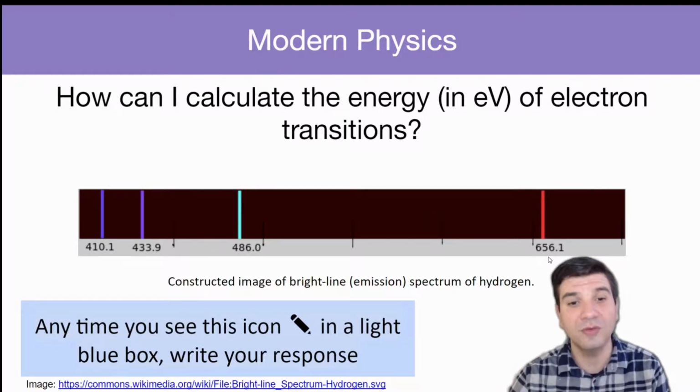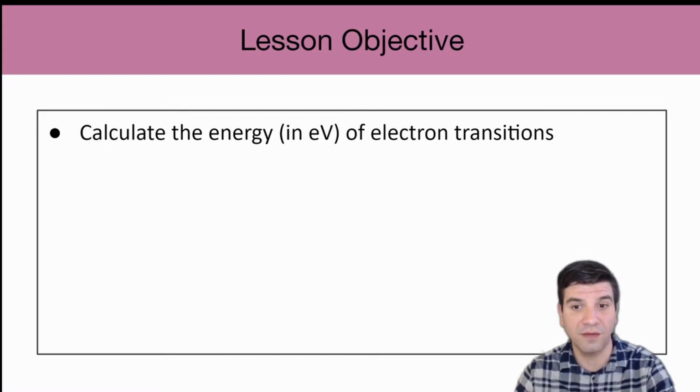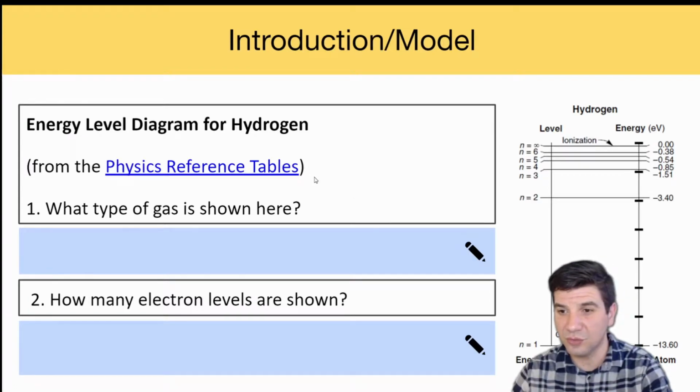Now, what we're going to do today is calculate the amount of energy required to generate these wavelengths. Today's lesson objective: we're going to calculate the energy in electron volts of electron transitions. So this probably looks familiar to you. This is the energy level diagram for hydrogen that was pulled from the physics reference tables. So you have a couple of questions here which are pretty simple. You can answer those.